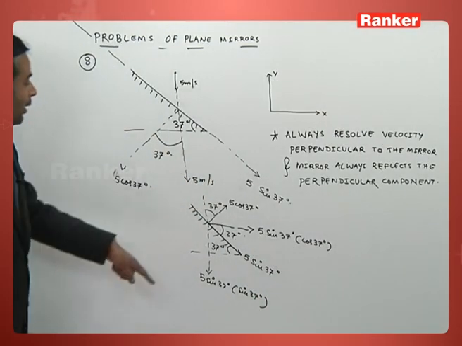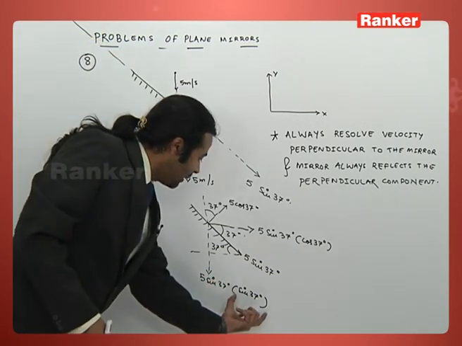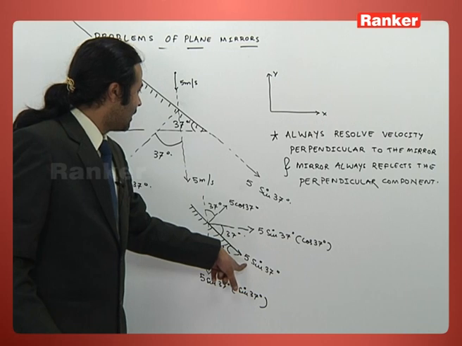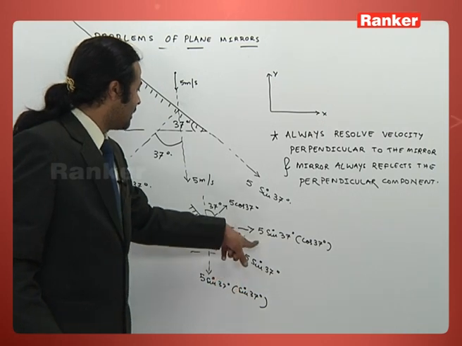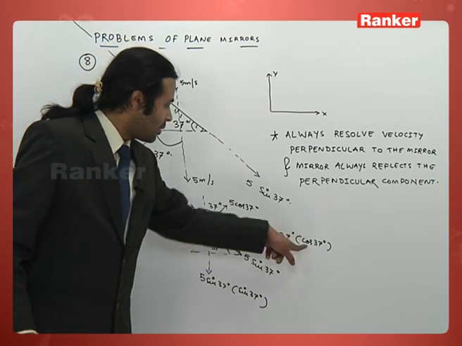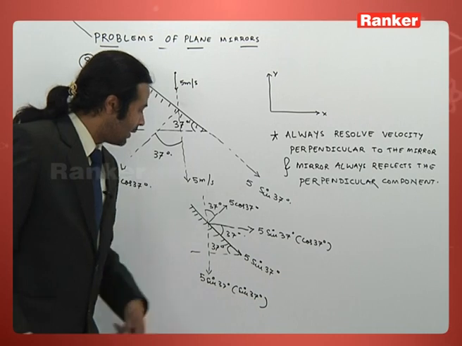I take the component of 5 sin 37 in this way, and the components I have written in the brackets, not to make any confusion. So this is 5 sin 37. The 5 sin 37 component along x will be 5 sin 37 cos 37. Along y it will be down, 5 sin 37 sin 37.